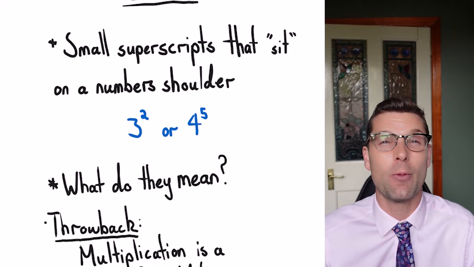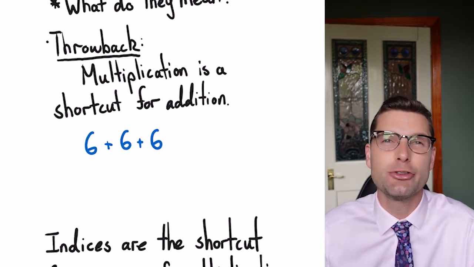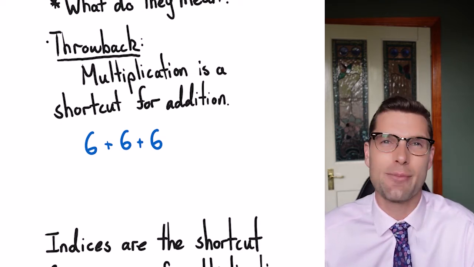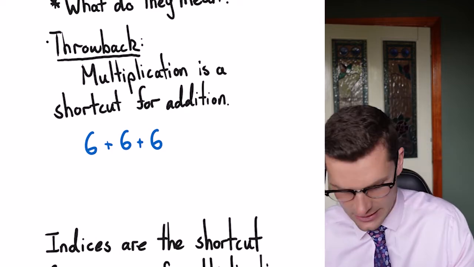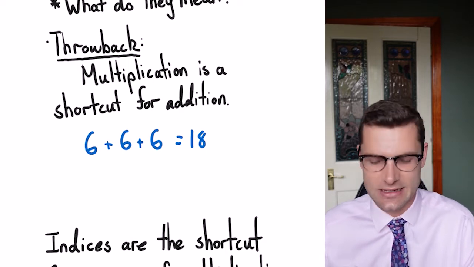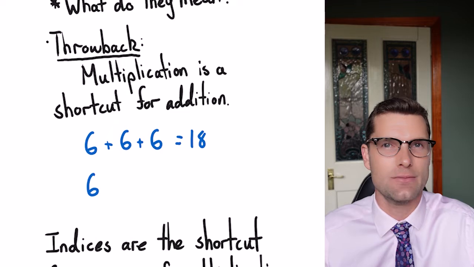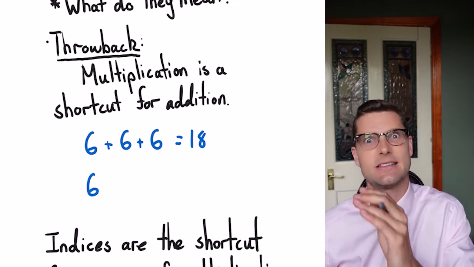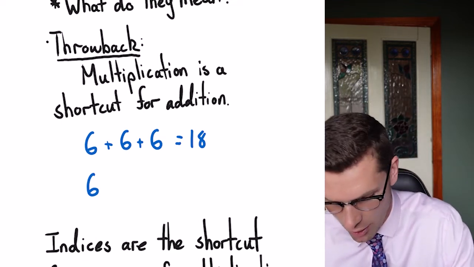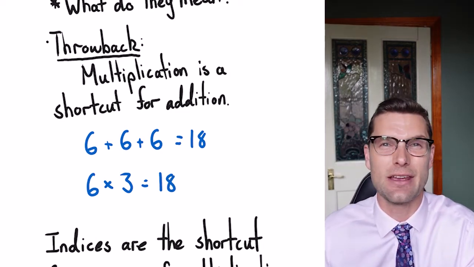But before we look at that, we're going to have a throwback to what multiplication actually means. Multiplication is a shortcut for addition. In this example, we've got 6 plus 6 plus 6, which is equal to 18. Another way of saying this is that we have the number 6 and we have it 3 times. So instead of 6 plus 6 plus 6, we've got 6 three different times. So we can write 6 times 3, which equals the exact same thing.